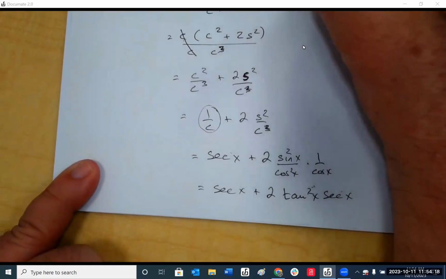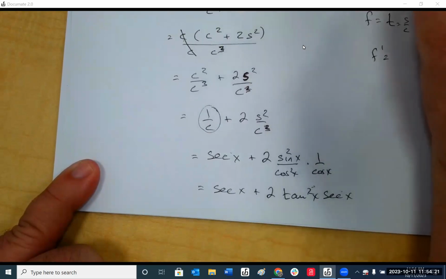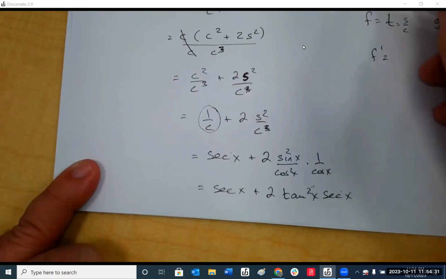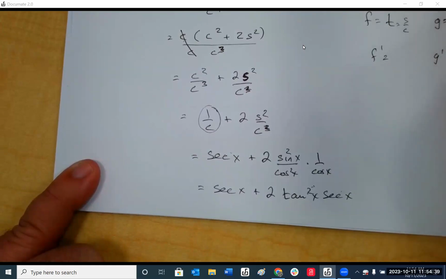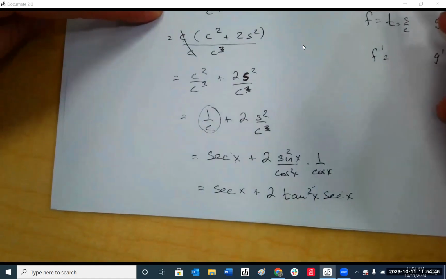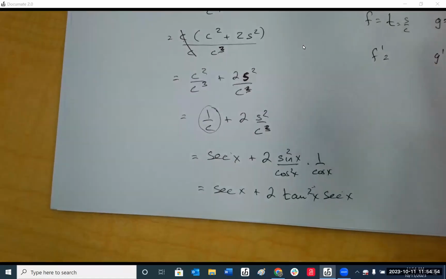So this is sine over cosine times 1 over cosine, so we have sine over cosine squared. That gives us cosine cubed plus 2 cosine sine squared over cosine to the fourth.